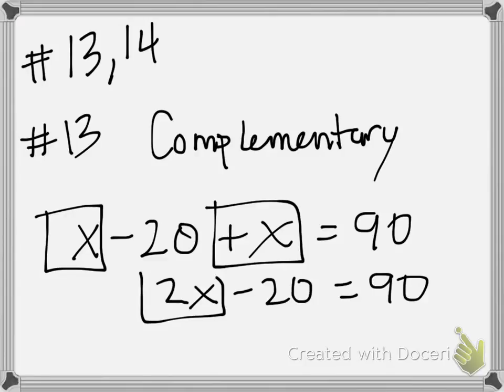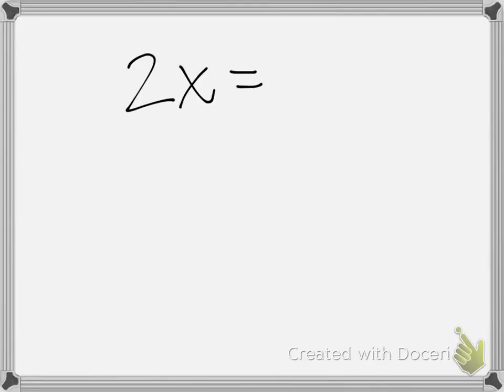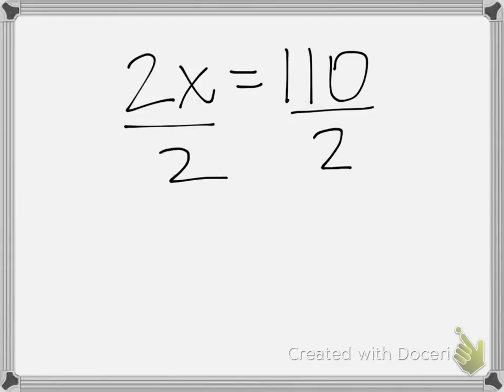I want to try to get this 2x by itself. I have a negative 20 in the way, so I'm going to add 20. These cancel out, and I'm left with 2x. And 90 plus 20 is 110. So I'm going to write that on the next page. 2x equals 110. To get x by itself, I'm simply going to divide both sides by 2. Therefore, x equals 55. Okay, and finally for the last one, number 14. Those angles form a straight line, therefore they would be supplementary.